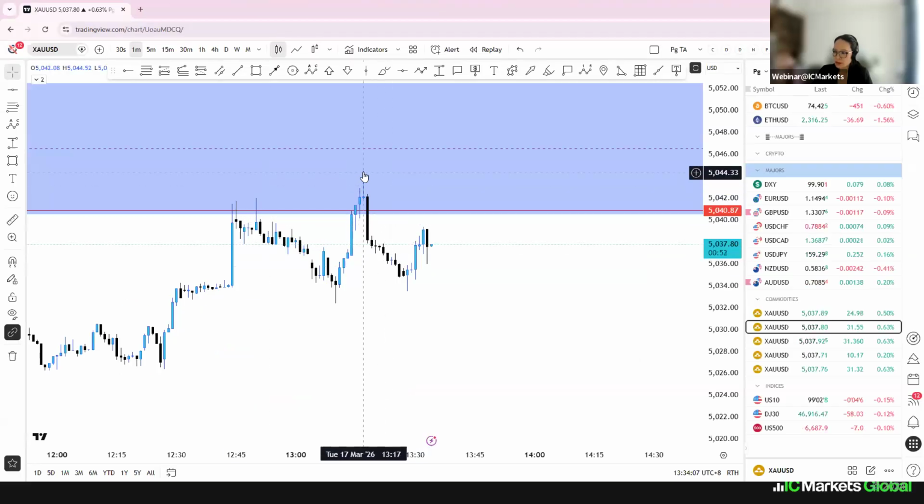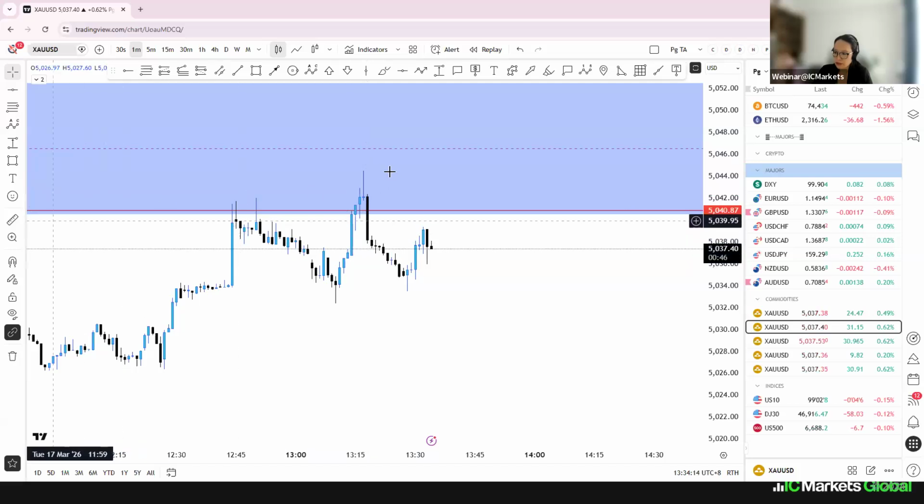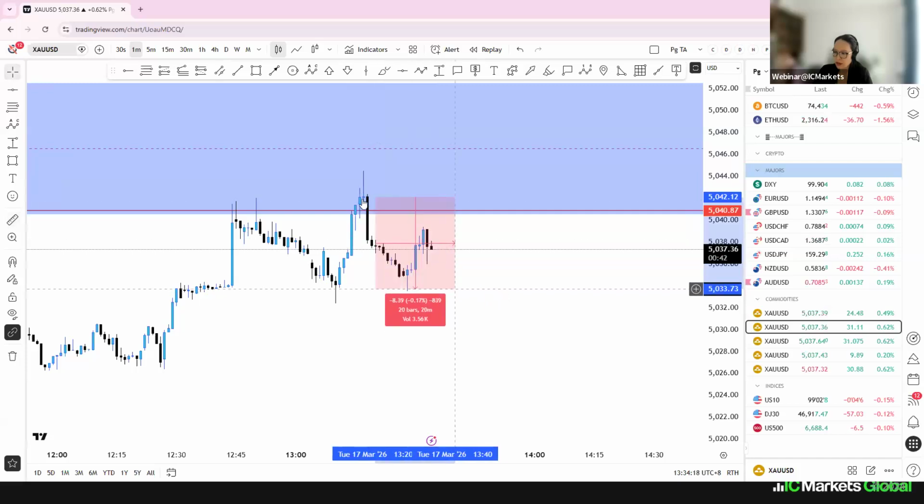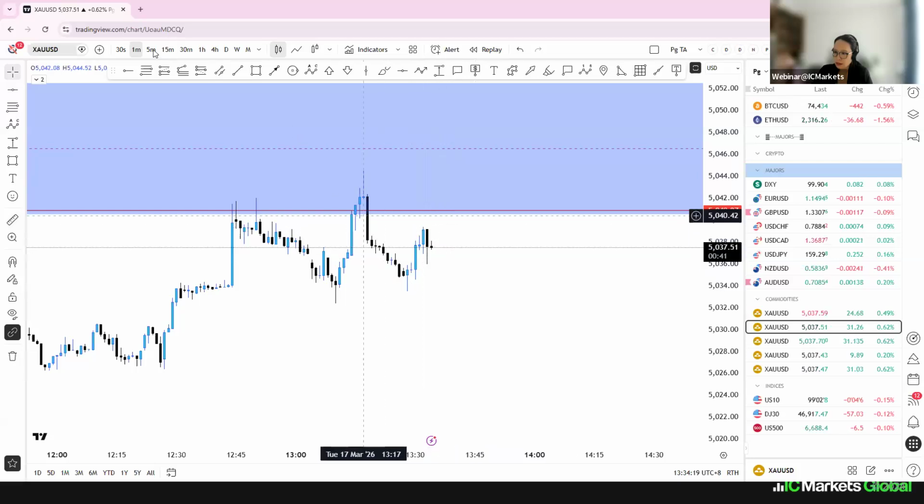Here, right? This is your confirmation. This is rejection in the zone, and this is the belly in gap. This confirms that price is going to fall, right? So now price is falling back up again.